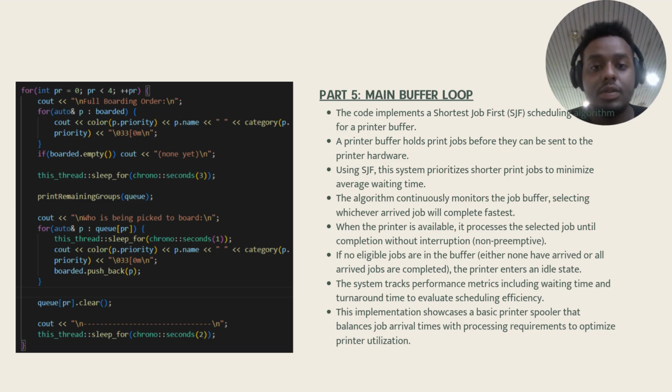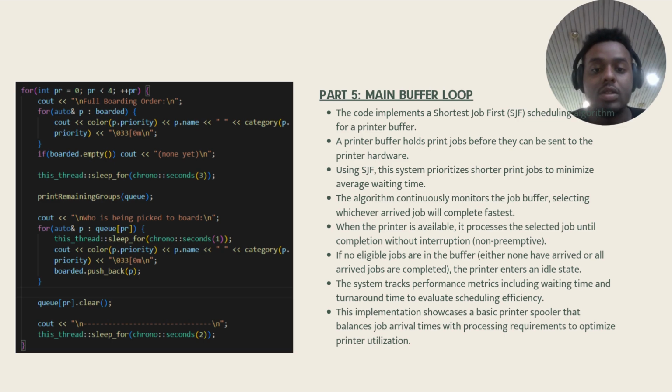Basically, it first monitors the buffer, seeing which job arrived first, and when it collects the information about which jobs have arrived, it chooses the one with the shortest job completion time, or shortest print time. When the printer is available, it processes the selected job until completion without interruption, non-preemptive. If no eligible jobs are in the buffer, either none have arrived or all jobs are completed, the printer enters an idle state. The system tracks performance metrics, including the waiting time and turnaround time, to evaluate scheduling efficiency.